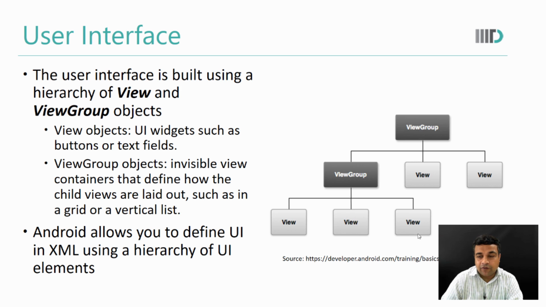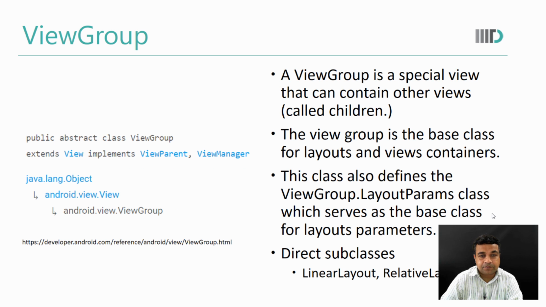Android also allows you to define UI in XML using a hierarchy of UI elements, as you saw. We could directly manipulate the XML file and add some of these view objects and view group objects directly into our program without actually writing code for them. So let's look at the view group.